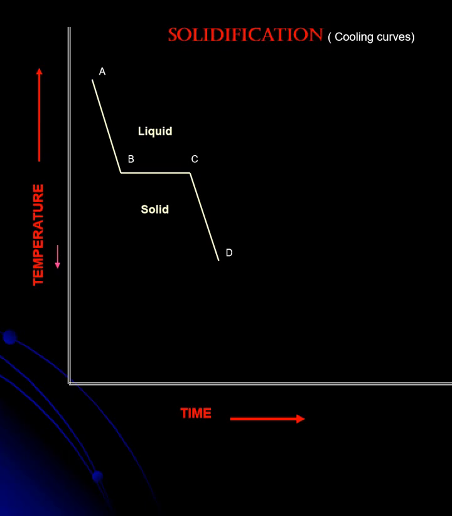A represents the melting point of a metal. When time passes, the metal loses heat, and the temperature decreases from A to B. When it starts losing its latent heat, from B to C, the temperature remains constant and the phase transformation takes place from the liquid phase to the solid phase. From C to D, there is a decrease in temperature till it reaches room temperature. This kind of cooling curve is there for a pure metal.